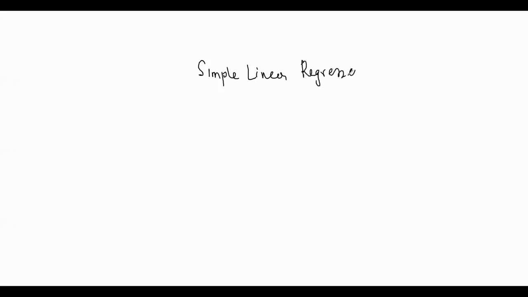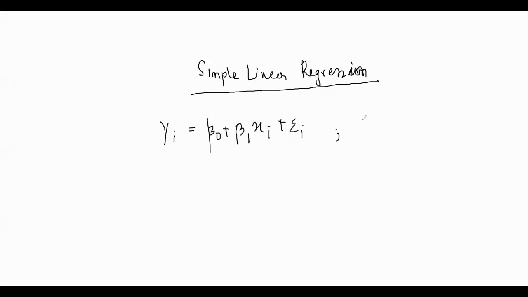We have, just ignore my bad handwriting. So we have that yi, which is following beta naught plus beta 1 xi plus epsilon i, and epsilon i follows some distribution. So let's assume normal 0 comma sigma square.